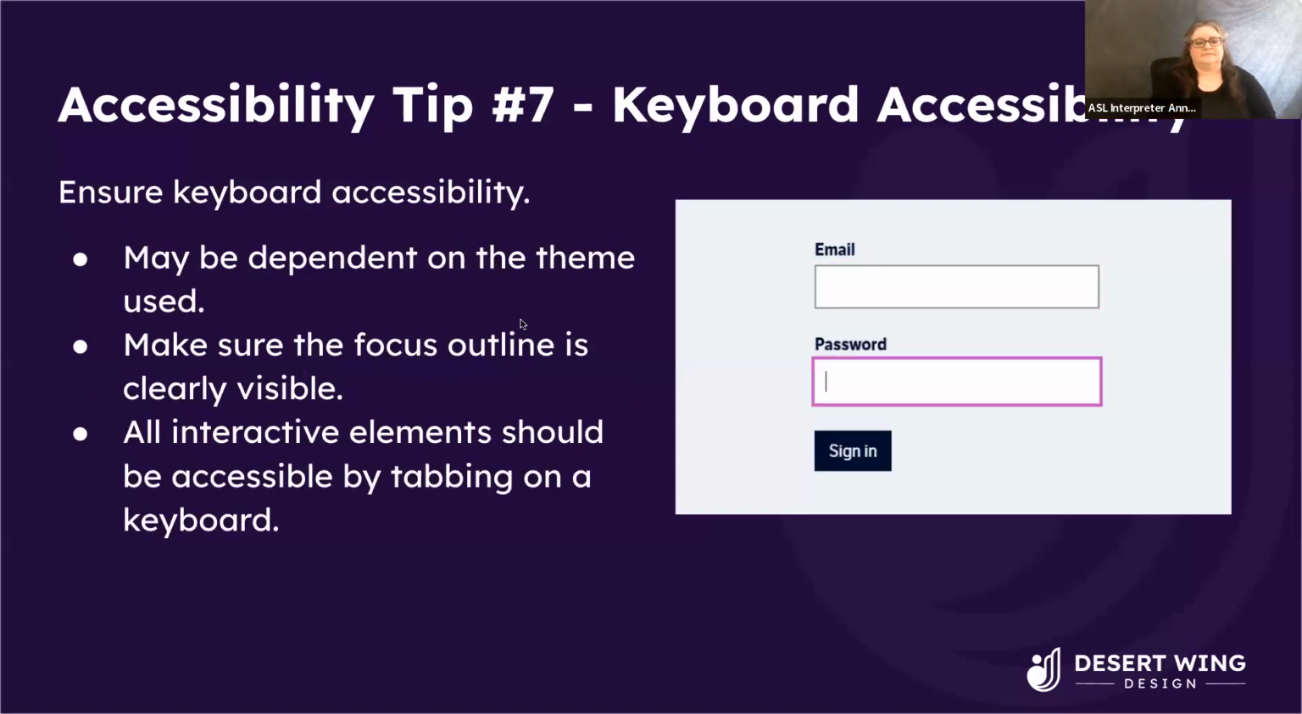Tip number 7, keyboard accessibility. Keyboard accessibility allows users who can't or don't use a mouse to browse your website. And one of the most important things to remember about keyboard accessibility is that all interactive elements should be accessible by keyboard by pressing the tab key. And to tell the user where they are on the page, there should be a visible focus outline around the element where they're at.